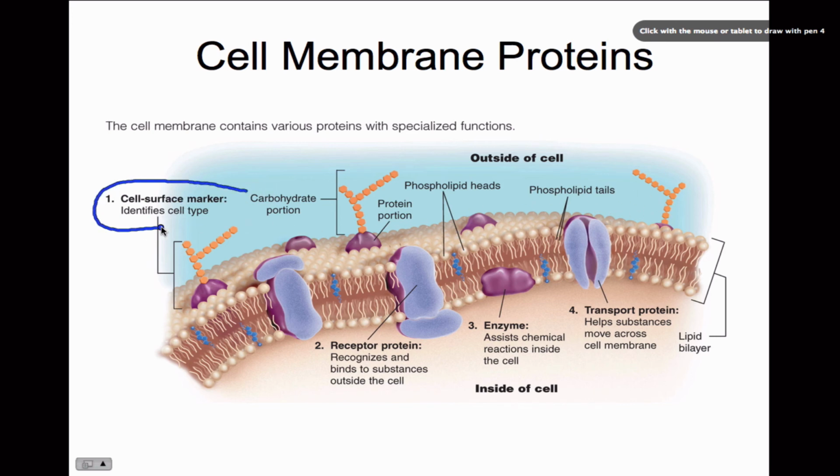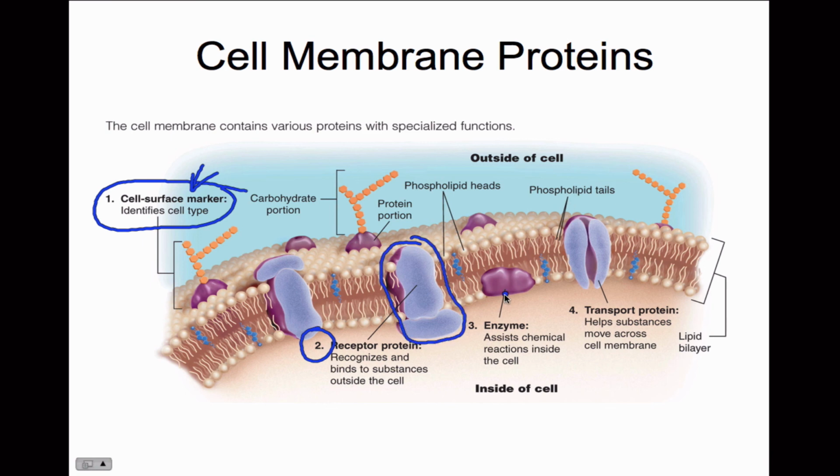The first one we're going to talk about is merely a cell surface marker. This just identifies the cell type. Since cells are all together and they're working together, they need to communicate with each other. And so this communicates what type of cell it is. The next one is a receptor protein, and basically does exactly what it sounds like. It receives things. So it recognizes the substance and it binds to the substance on the outside and it'll bring it in if it's okay. It's like a receptionist. It's going to kind of evaluate first.